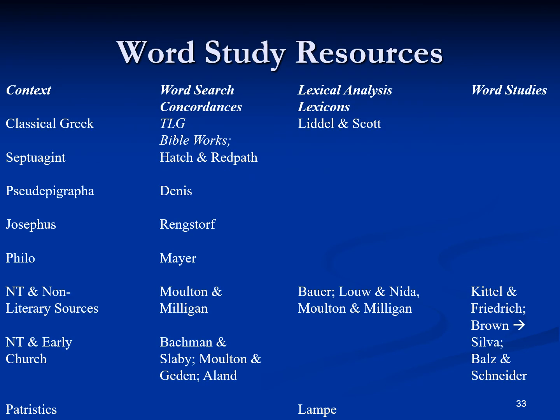And so here's a way of capturing some of these resources for the context, classical Greek and so forth, Septuagint. We have some concordances for these different groups of literature, some lexicons and some word studies. And just note in the bottom right, the word study by Brown has been updated with Silva, so that's why there's an arrow there. You could still use Brown, it's very helpful. Just be aware that there's an updated version.